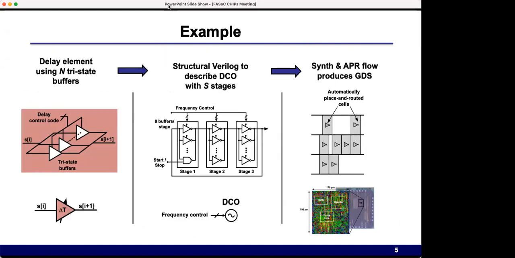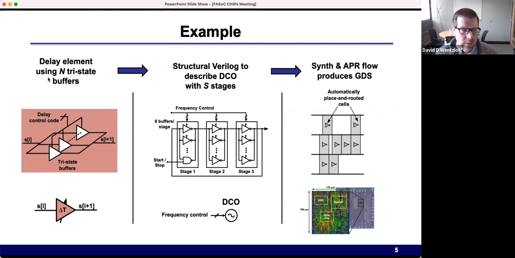Yes, thank you. You bet. So here's an example. I could take N tri-state buffers and hook them all up in parallel like this, all the inputs connected together, all the outputs connected together, and then I individually drive the enables of those tri-state buffers. And that gives me a digital control over the delay across this block.